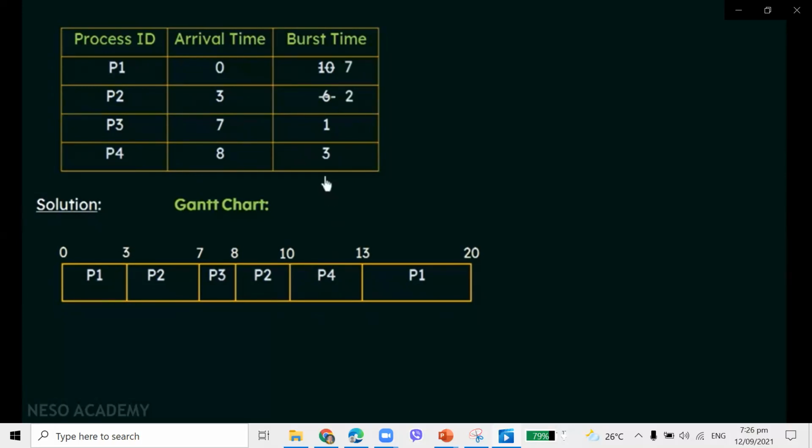And how long will P4 execute? It will execute for 3 milliseconds. So from 10 up to 13. 10 plus 3 is 13. So up to the 13th millisecond, P4 uses the CPU and then it will release the CPU.